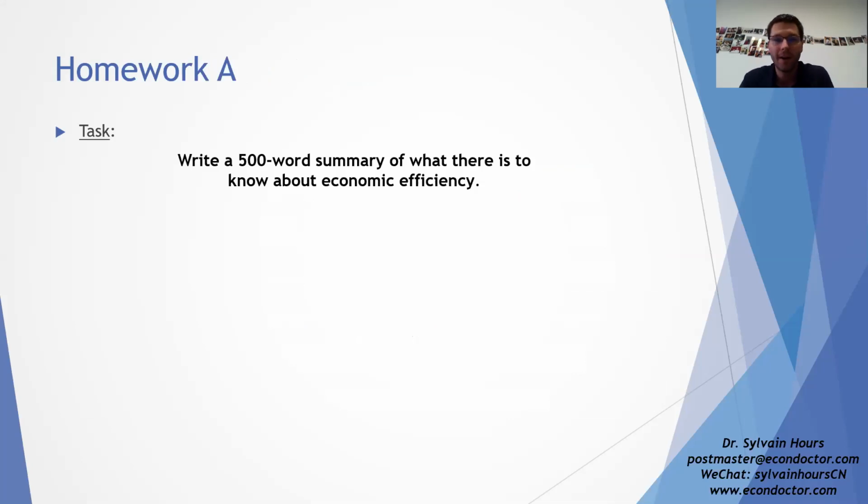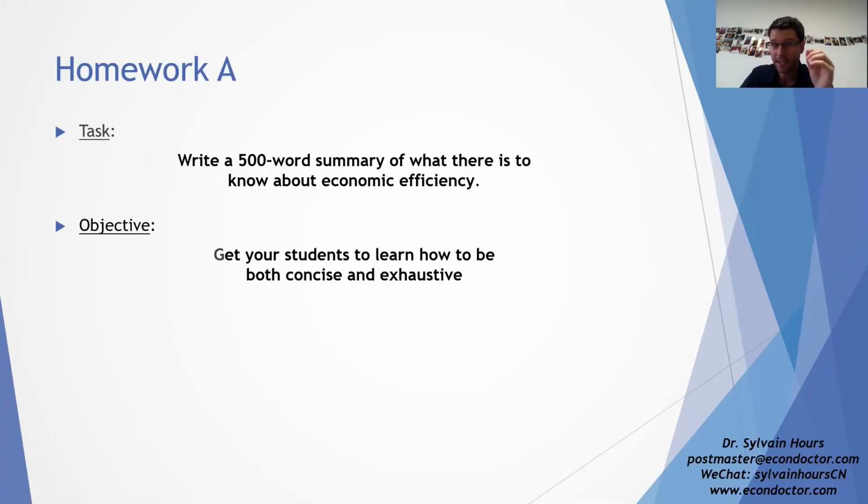A 400 to 500 word summary of what there is to know about economic efficiency. So a summary about economic efficiency. What do we call economic efficiency? Allocative efficiency, productive efficiency, the diagram, and so on. Why? What's the objective?